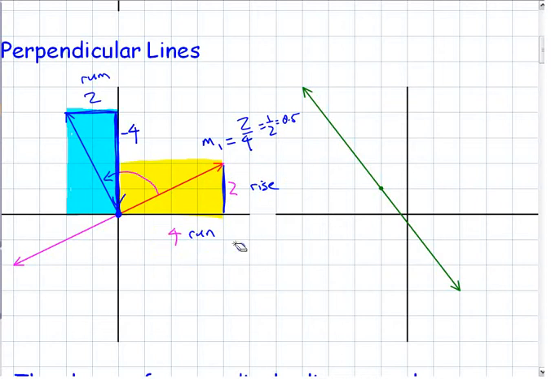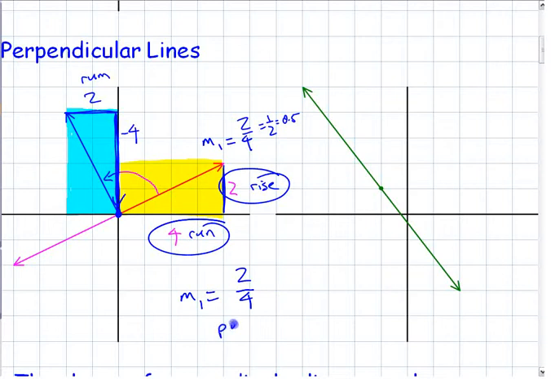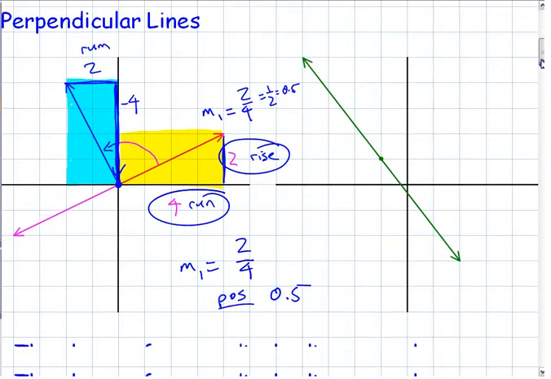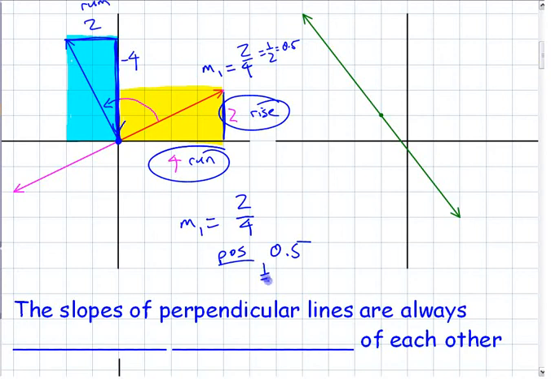If the slope of the original line was 2 over 4, the slope of this line is going to be, we'll write them down here. If the original line was 2 over 4, it was positive 0.5, or in other words, positive 1/2. What's the slope of this line going to be? It's going downwards to the right. This line was going up to the right. This one's going down to the right. And the rise and the run have switched.